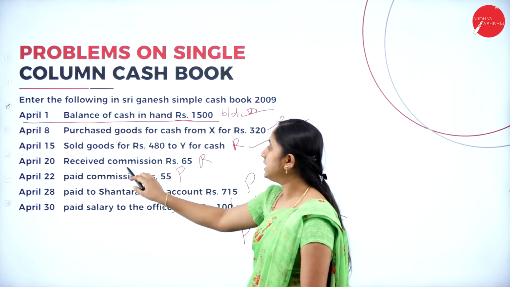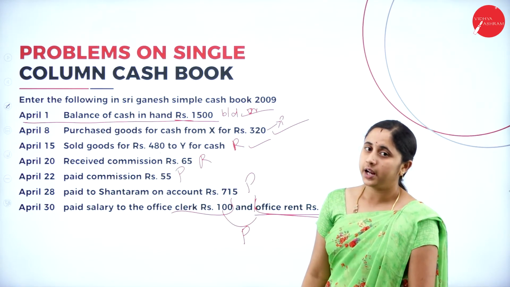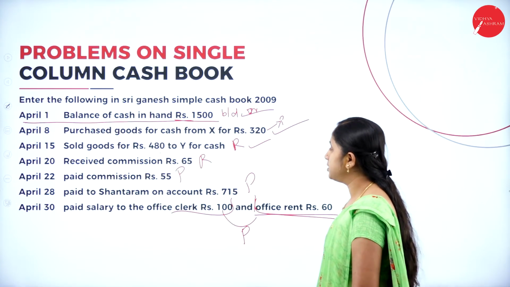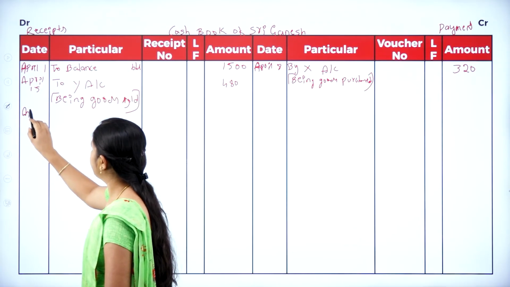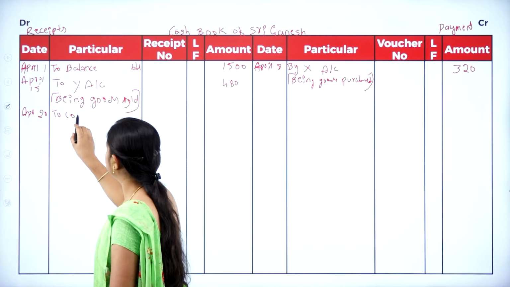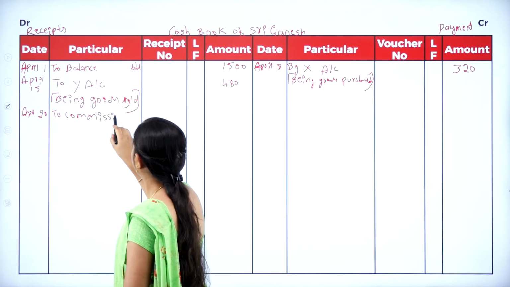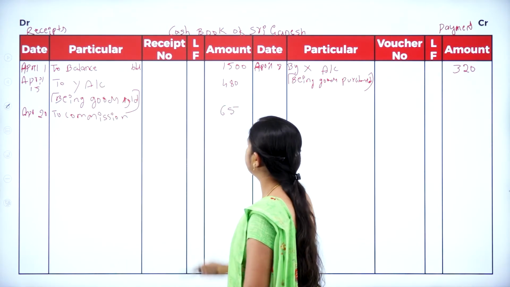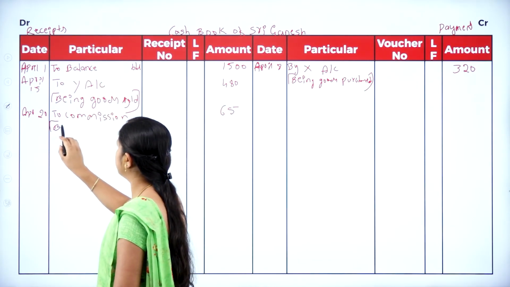Next, April 20th received commission rupees 65. Received commission is a receipt. Write in the receipt side April 20, to commission 65. Being commission received.